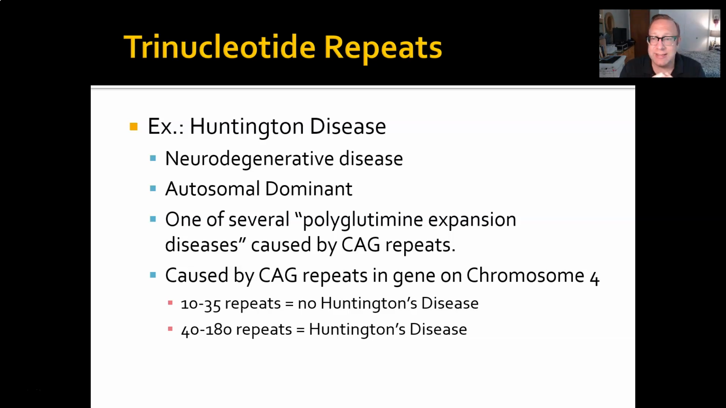And essentially, it's expanding this repeated polyglutamine. Trying to say that fast, that's not easy. These CAG repeats, on chromosome number 4, tell you whether the person is likely to develop Huntington disease later in their life, because it usually comes on a bit later, usually middle age, maybe a little earlier, maybe much later. It depends on the number of repeats. Between 10 and 35 repeats, no Huntington's disease. Between 40 and 180, you have Huntington's disease.